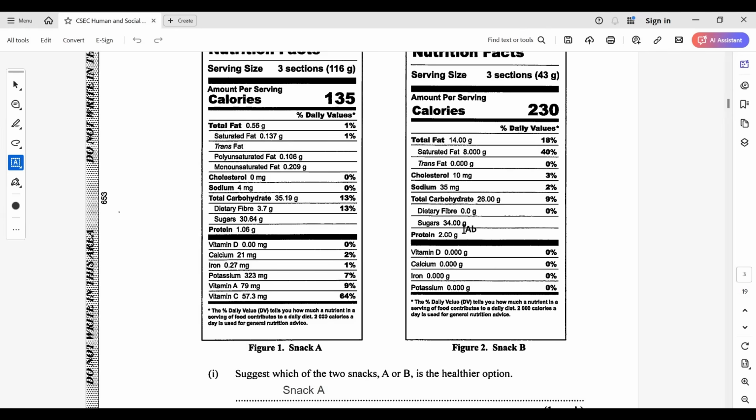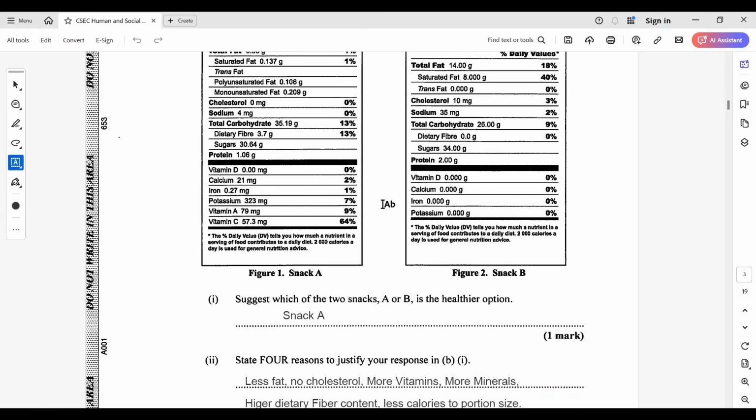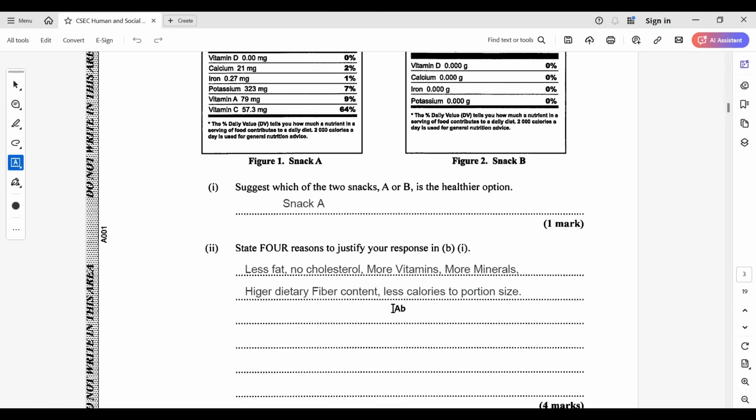All right. So even the amount of calories is different, right? So all of these are reasons. I know they only ask for four, but there's more than four. As I said, if you put more than four, that doesn't mean you get more marks. I am just giving more than four. Yeah.